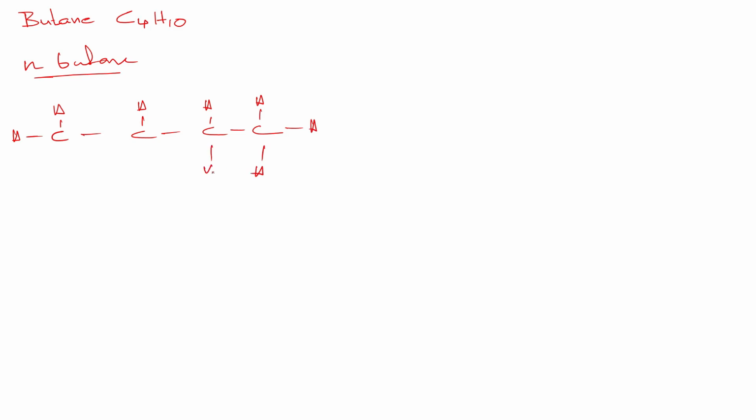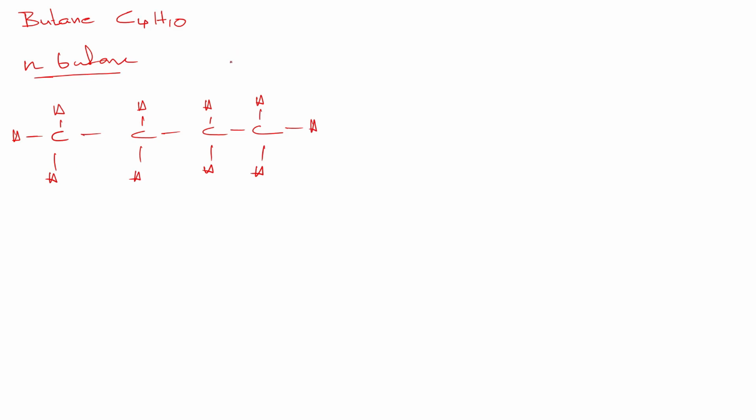Butane has two isomers. One is n-butane and the other is isobutane. So let's start with n-butane. The trick to draw this one is that it is C4. First write four carbons in a straight chain and provide them hydrogen. So here hydrogen, here, here, here, and so on. This is the structure of our n-butane.